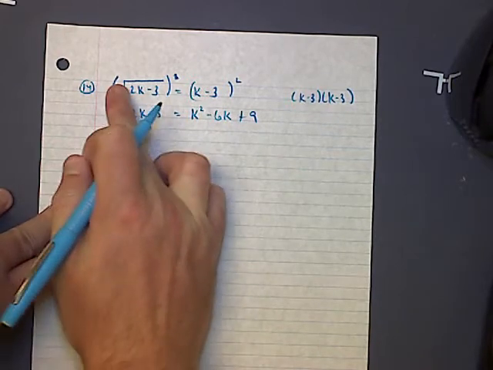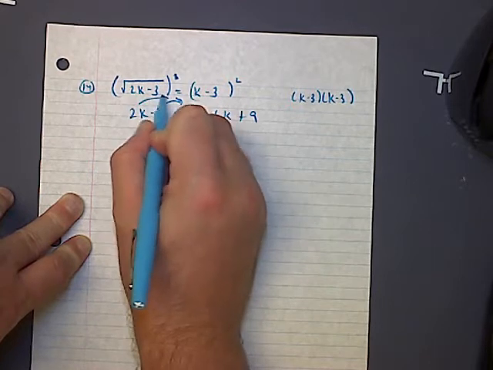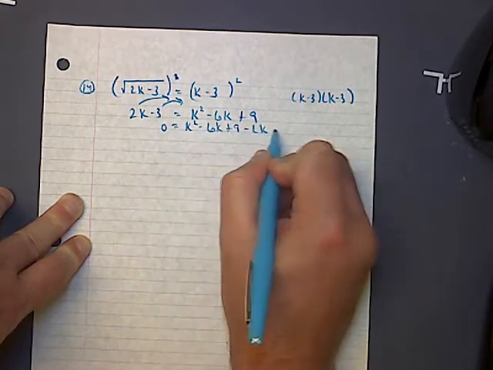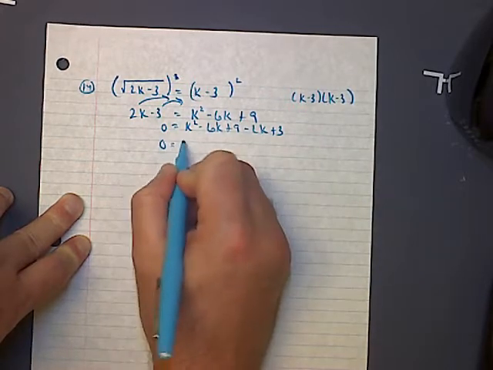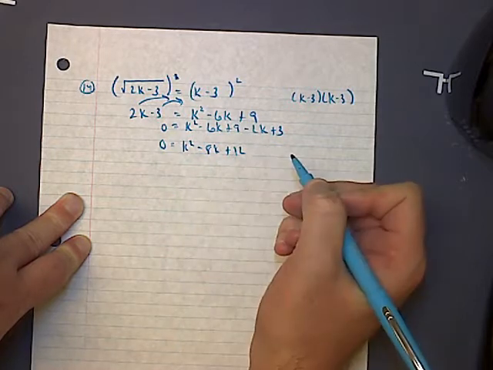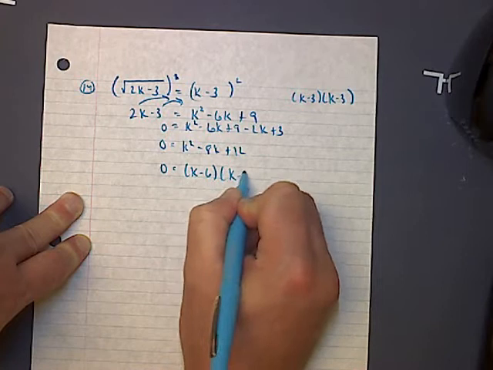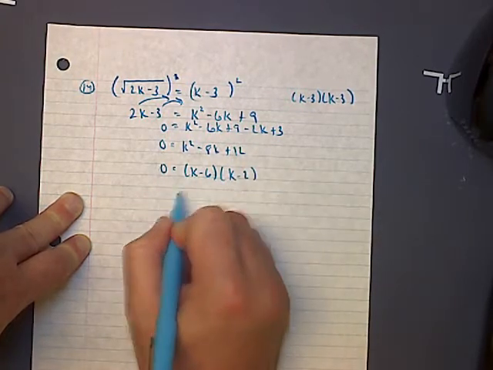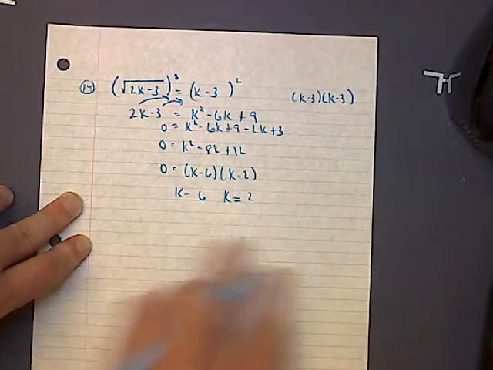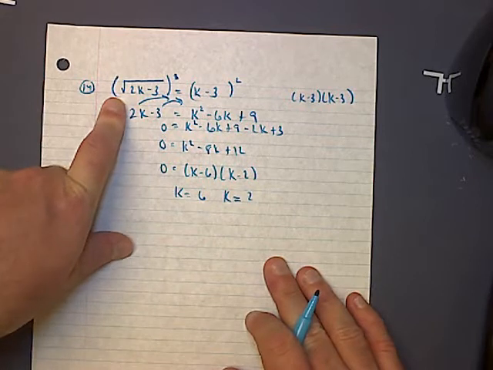Well, this has gone from a radical equation to a quadratic. So I need to get it set equal to 0, move both of these over. Factoring is easy, and when you factor that down, you get k equals 6 and k equals 2. Remember, when you get more than one answer for a radical equation, you have to plug it back into the original to see if both answers work.